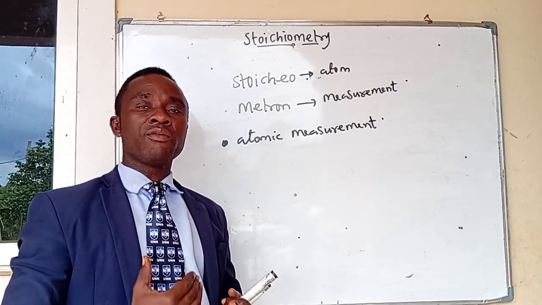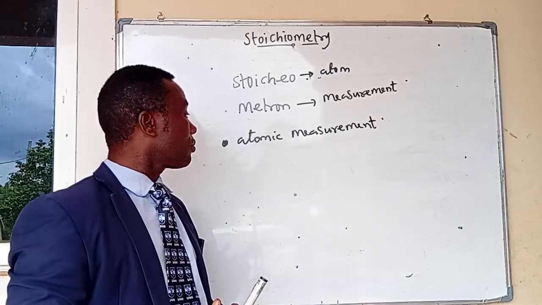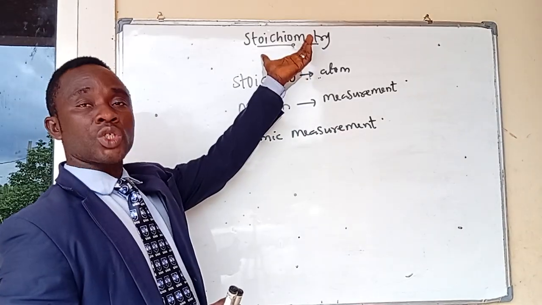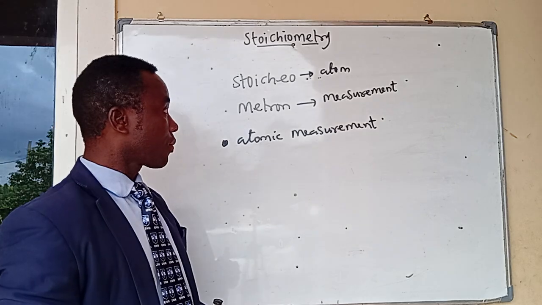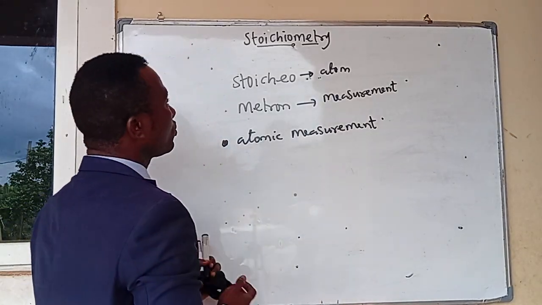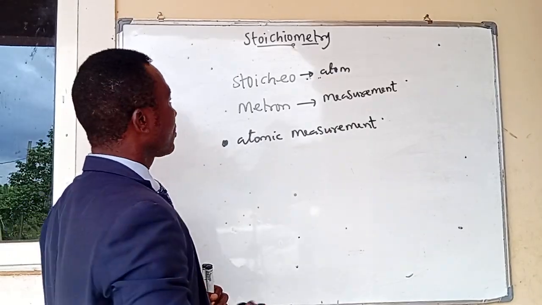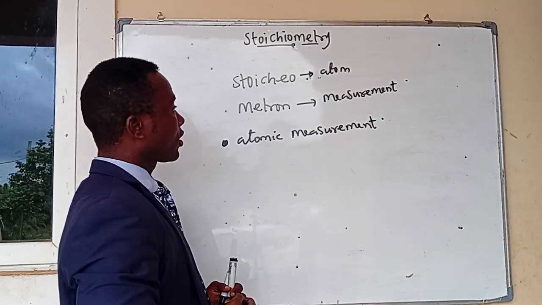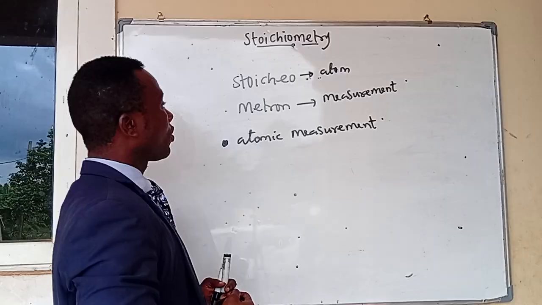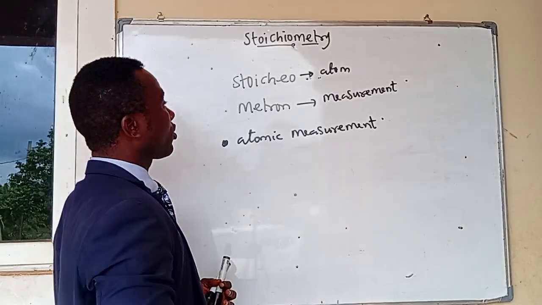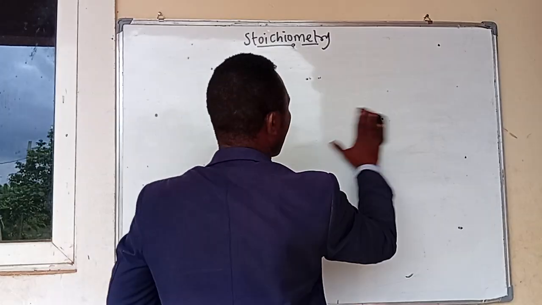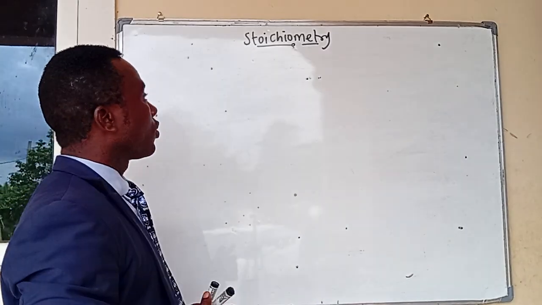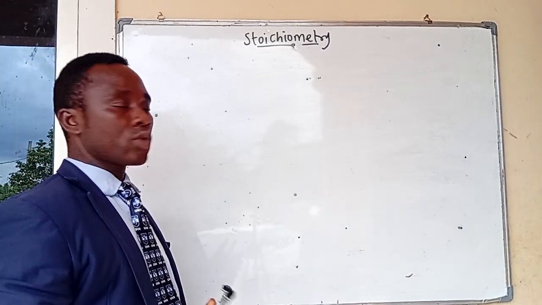So measurement involving the mass of atoms, the volume of atoms, the number of moles of atoms is what we shall be discussing under stoichiometry. Having known what stoichiometry is, it deals with atomic measurement, whether it's mole, volume, or whatsoever the measurement concerning atoms. Now, stoichiometry itself can be divided into two. So we have two aspects of stoichiometry.